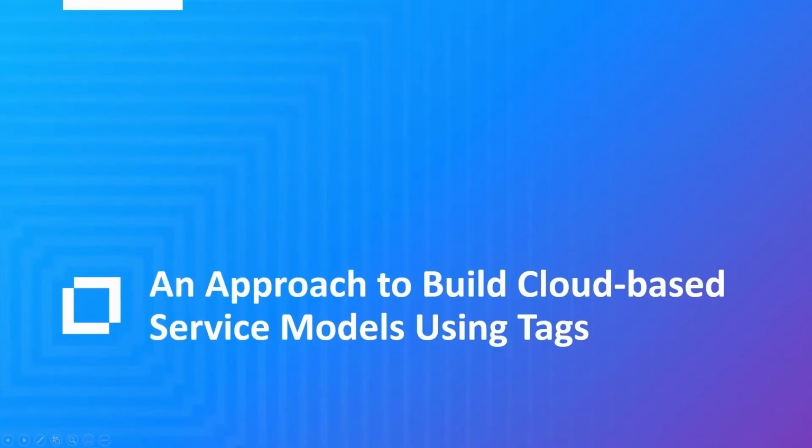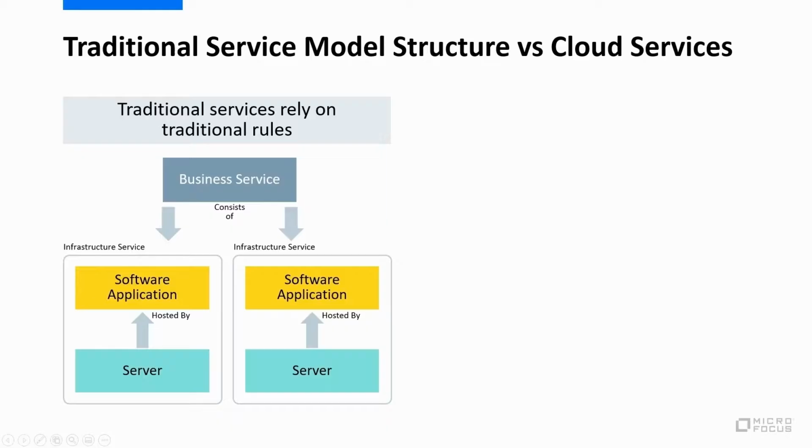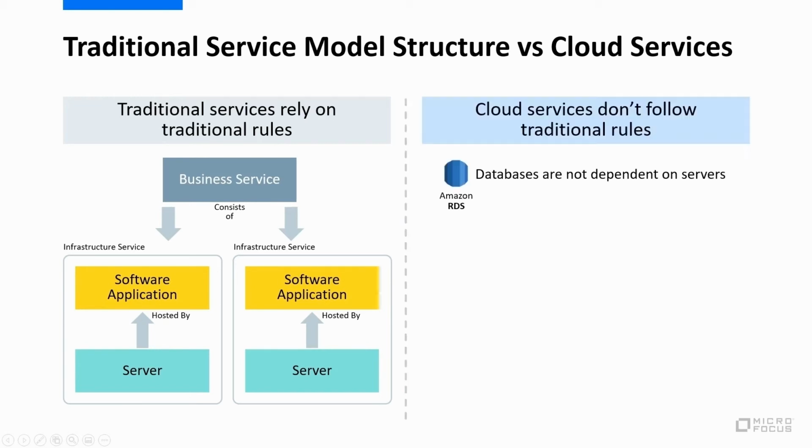All right, so let's start discussing the approach to building cloud-based service models using tags. So I guess the first question might be, why do we have this approach? The reason is traditional service models have been relying upon traditional rules. You have a server that hosts an application that is presented to the customer, and you can assign a business service to that collection of software applications and align them along infrastructure services like a database layer or an application layer. Cloud services don't follow these traditional rules.